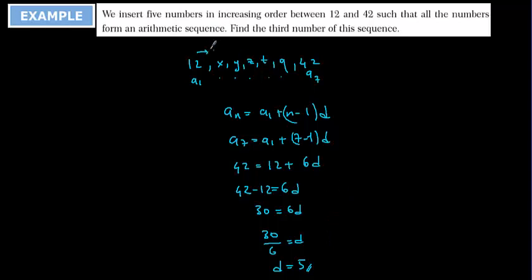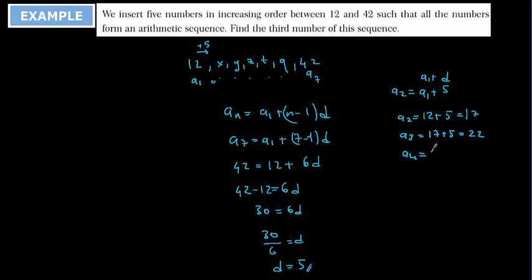Okay, then when you want to find the next term, we are going to add 5. a2 is equal to a1 plus the common difference d, so a2 is equal to 12 plus 5, which is equal to 17. a3 is equal to 17 plus 5, which is equal to 22. a4 is equal to 22 plus 5, which is equal to 27, and a5 is equal to 27 plus 5, which is equal to 32.